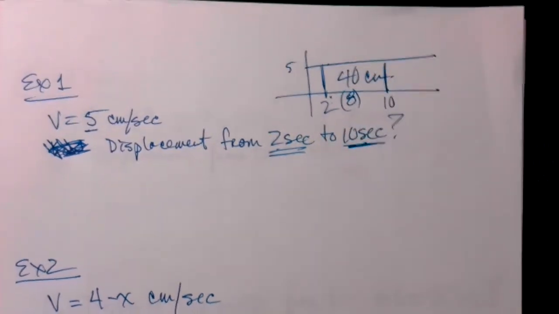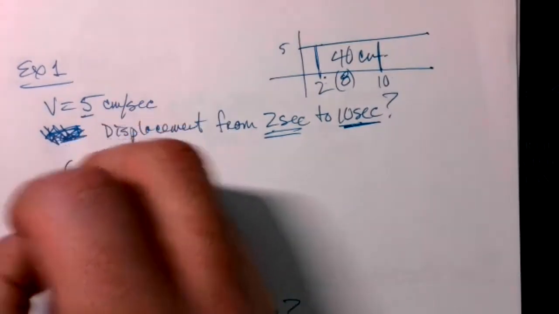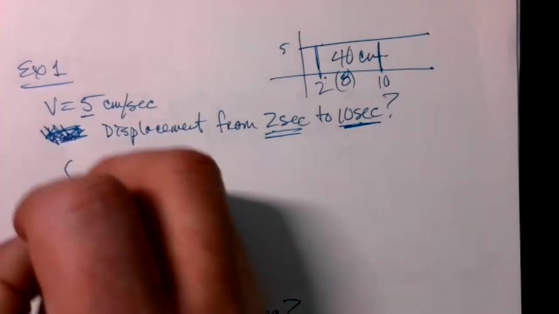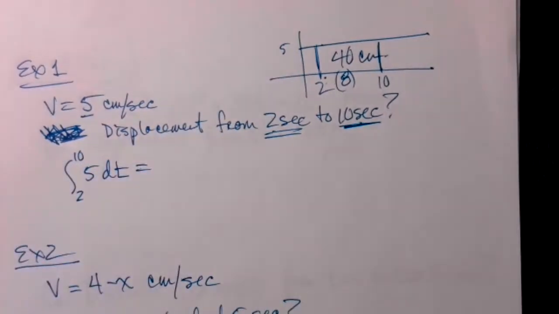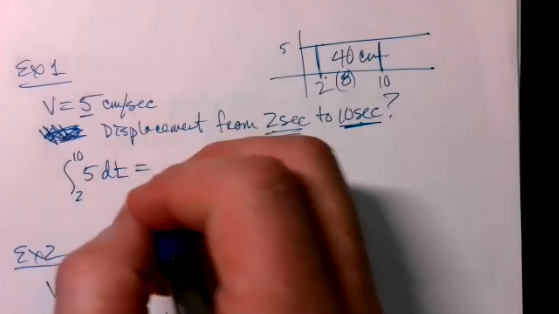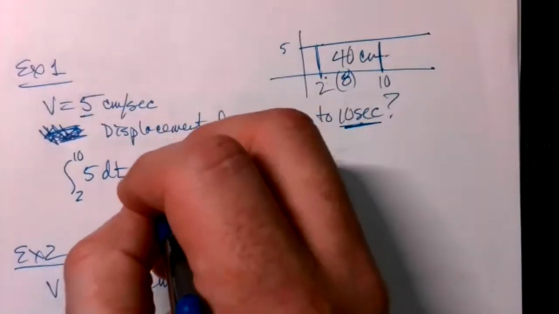Well, I want to take that same concept and do it symbolically. So here I am going from 2 to 10, 5 dt. Okay, so this is notation for that. And so when I do the antiderivative, I'm going to say 5t.